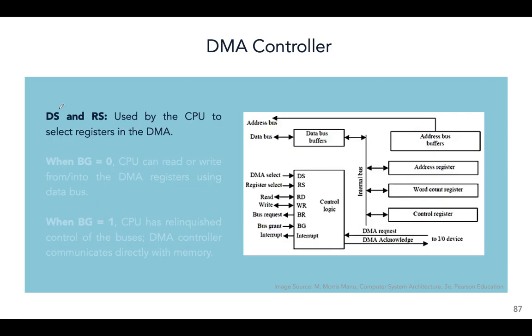Then we have DS and RS. DS, DMA select, and RS, register select, are used by the CPU to select registers in the DMA, that is, to access the DMA's registers.